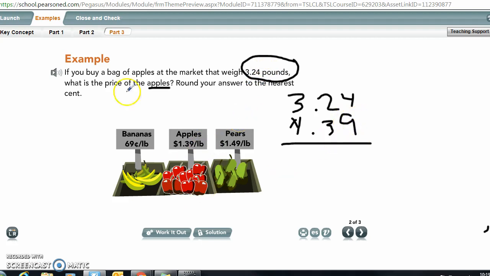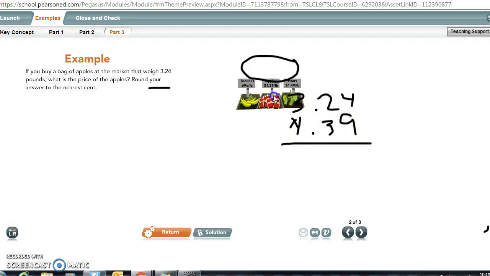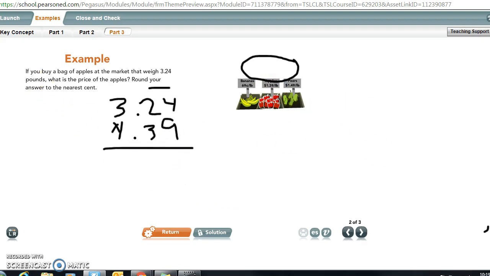So let's do it. Okay, if we have 3.24 times 1.39, I know that 9 times 4 is what? Please put this in your notes. It should be 36. Carry your 3. 2 times 9, well, that's 18. 18 plus 3 is 21. So let's carry our 2. 9 times 3 is 27. 27 plus 2 is 29.